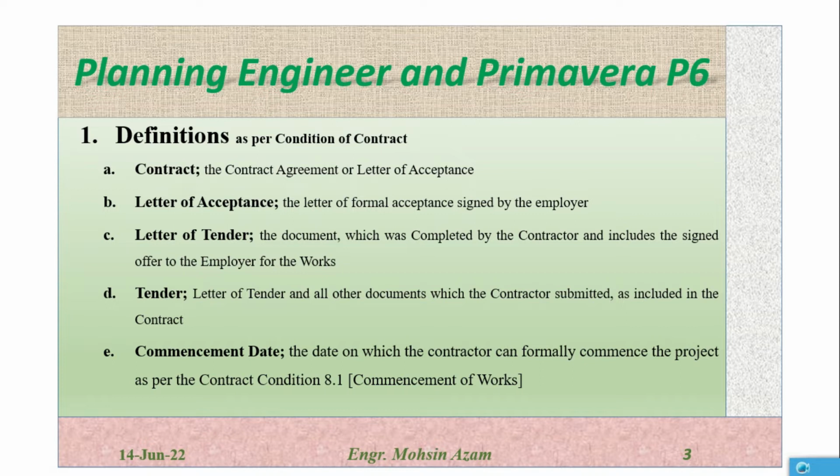What is letter of acceptance? The letter of acceptance is the letter of formal acceptance signed by the employer. So this is actually the letter which the contractor will receive from the employer, accepting the offer which the contractor submitted in the tender. So after submitting the tender, the client will give us the letter of acceptance if they agree with the quotation and the duration which we submitted to them, and the project will be considered as awarded to the contractor.